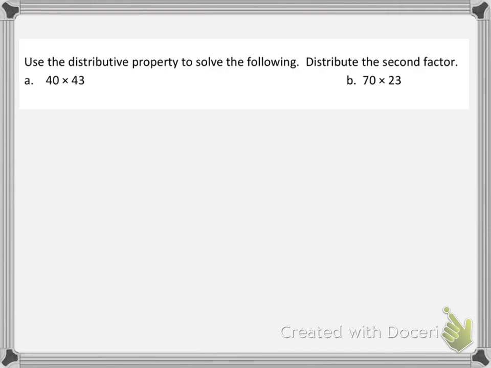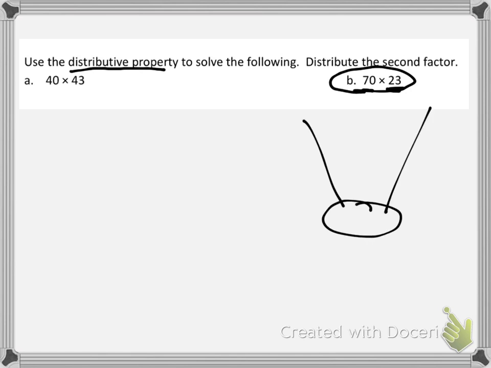Now for the last one, use the distributive property to solve this problem. And I really would like to see your work tomorrow. Remember, this is the distributive property. This is where we're going to be breaking apart that 23 and multiplying it with that 70. And that's where we get those nice looking funnels. So please bring your work in tomorrow. I want to see those cool funnels.